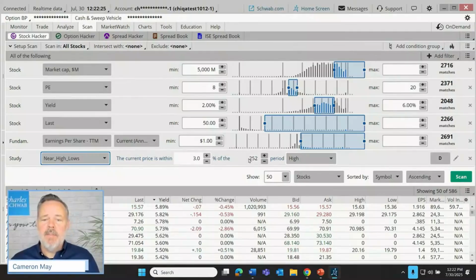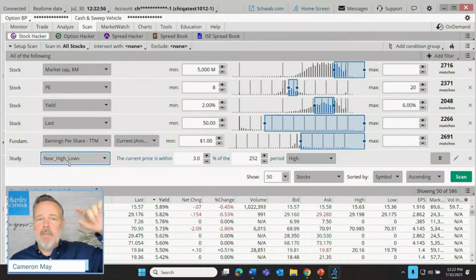So 252 trading days is one calendar year. We have weekends, we have holidays. The average trading year has 252 or 251 trading days. That's why this rather random looking number is the default. So if we just went with the default here, we'd be looking for companies that meet all of these criteria that are also trading right up near all-time highs.